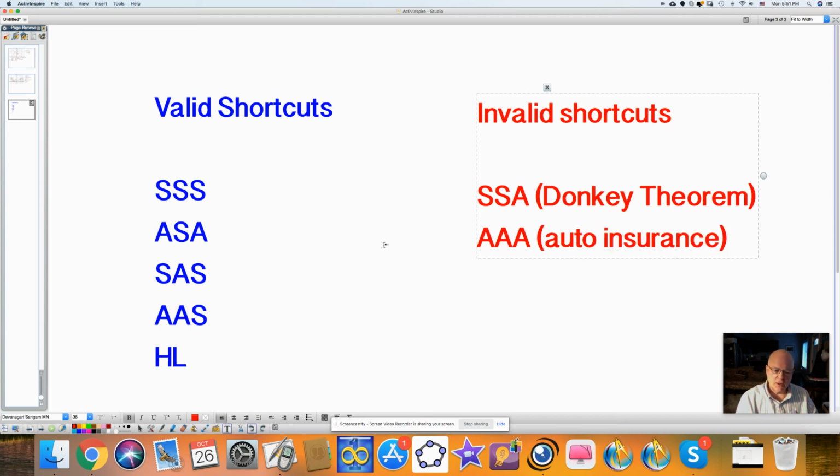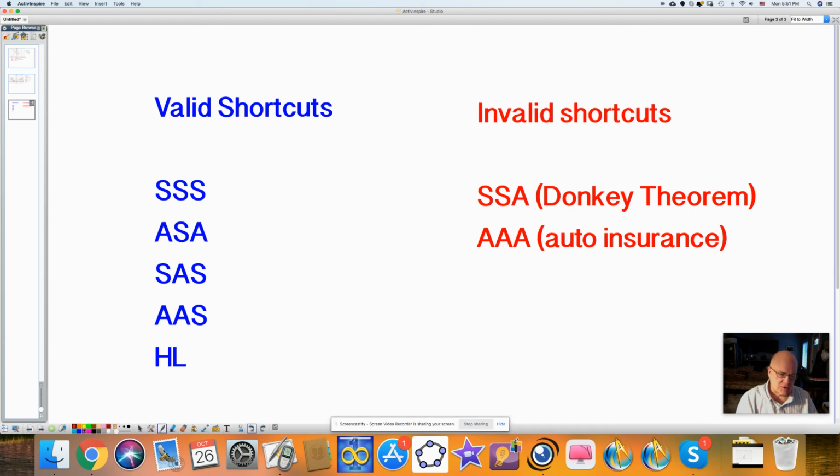Why don't these two work? Let me draw you a little diagram to show it and demonstrate it. The auto insurance, the donkey theorem doesn't work. Here's an example. If I have an isosceles triangle like this, I have two sides that are congruent, and the isosceles triangle theorem tells me that the base angles are congruent. So I have an angle and a side, angle and a side. And if I draw this third side like this, now I've got an angle, side, side, angle, side, side. These two triangles don't even look congruent. They're not congruent. This is why the donkey theorem doesn't work.